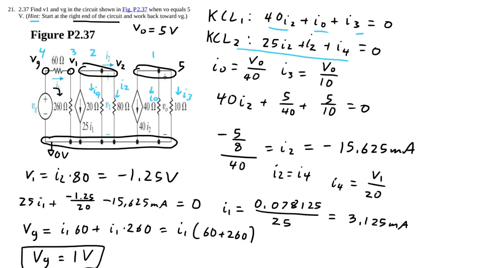So I believe that is everything here. So found V1 and VG when V equals 5. So we've solved everything in the circuit. A little bit of trickery, but it all goes back to your fundamentals, your KCL and your KVL and everything else. You just have to be careful when you're doing the analysis, and you'll be good.